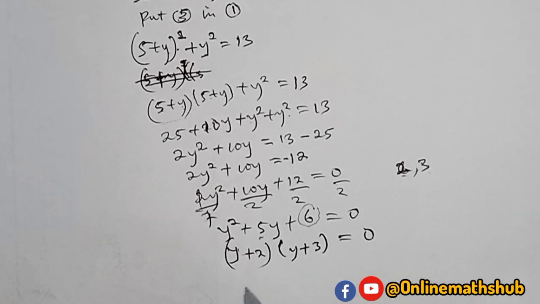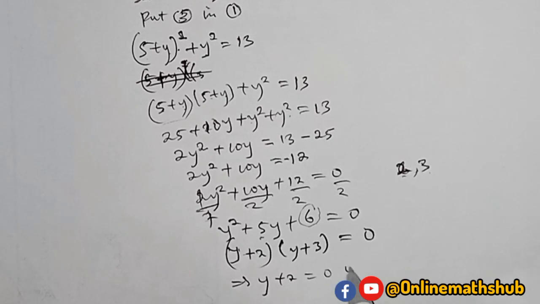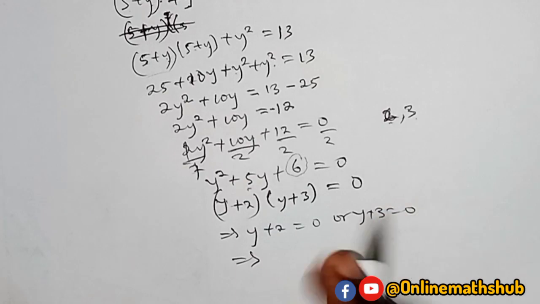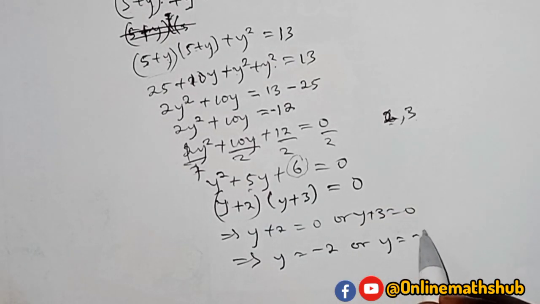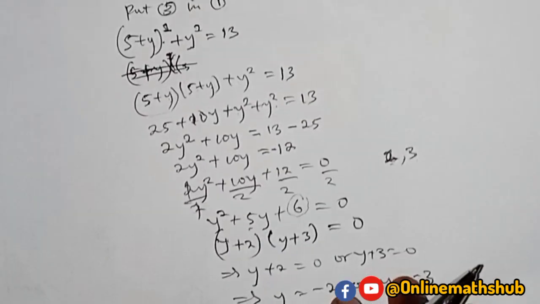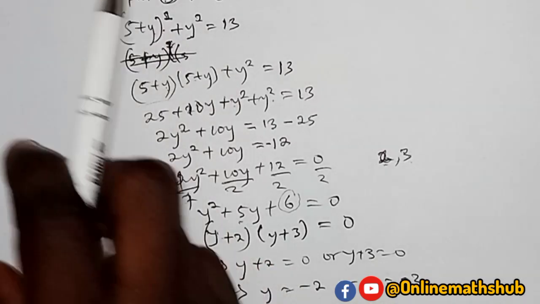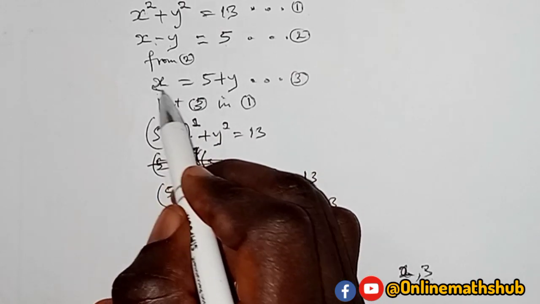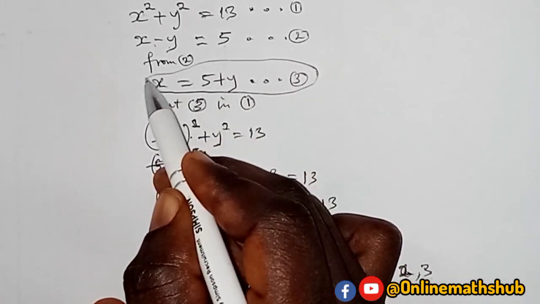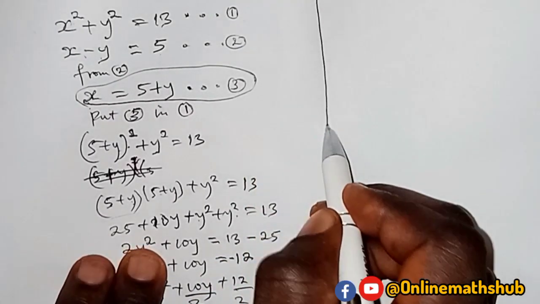So from here, y plus 2 is equal to 0, or y plus 3 is equal to 0, which implies that y is equal to minus 2, or y is equal to minus 3. These are the values of y, which I'm going to use to get the value of x. If you come over here, we found that our x is equal to 5 plus y.